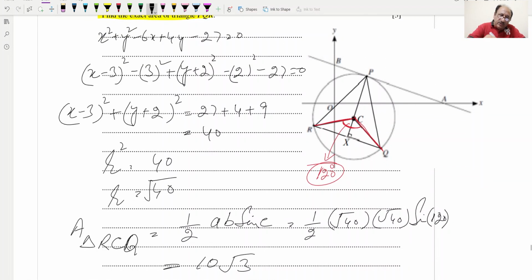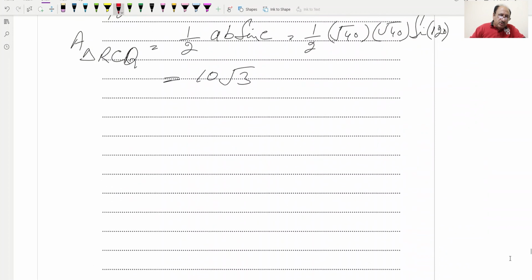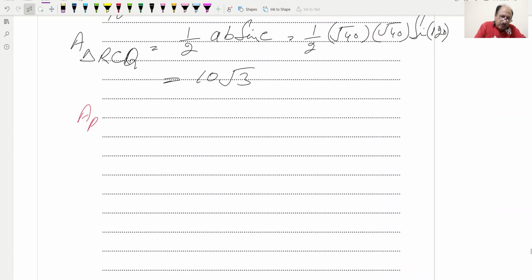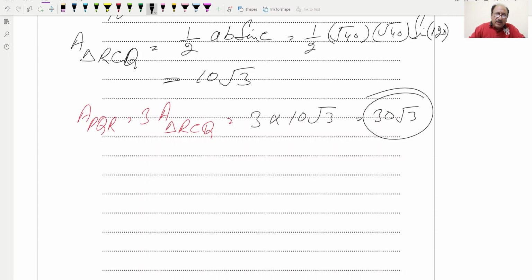What we have done, we found the area of this one triangle, and we will multiply it by 3 to get the area of this complete PQR triangle. So the area of PQR will be equal to 3 times the area of RCQ, and this will be equal to 3 times 10 root 3, which is equal to 30 root 3. This will be the exact area of this PQR triangle which we found.